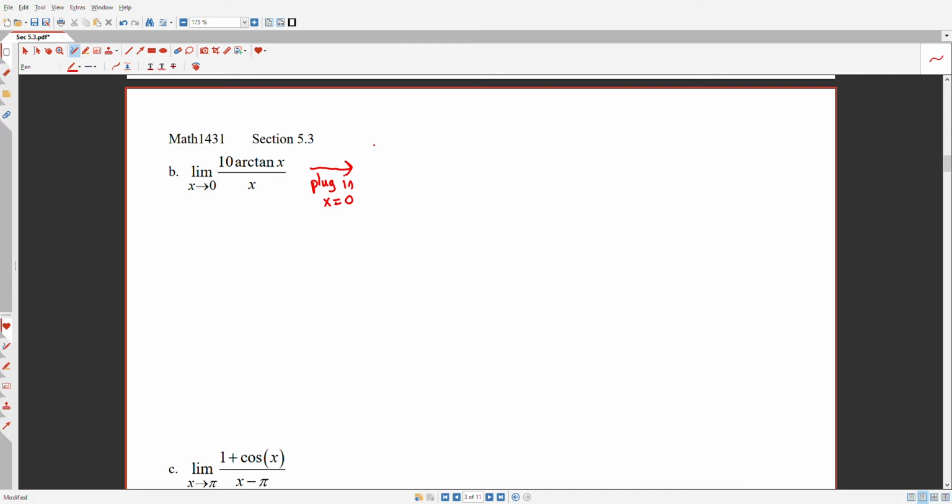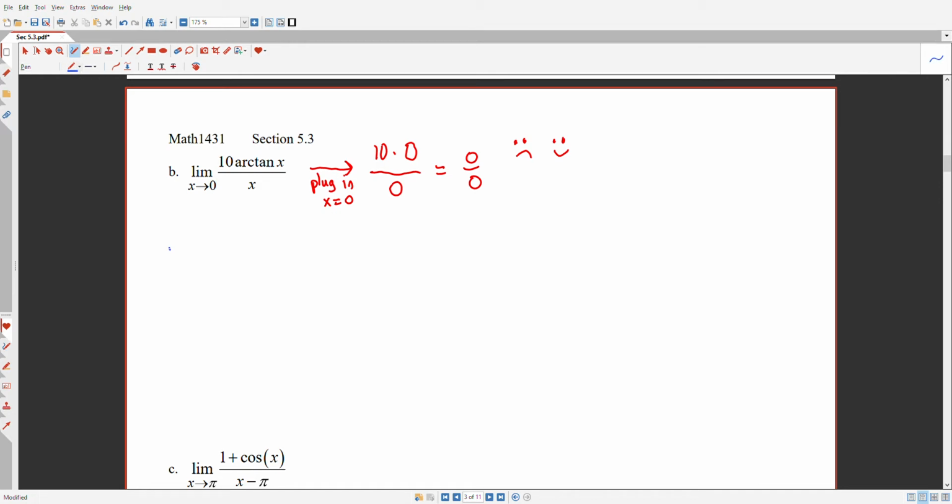And I get 10 times the arctangent of 0. And I remember the arctangent of 0 is 0, divided by 0. That's 0 over 0. That's a sad face. I don't really know what's happening. But then it turns into a happy face because I get to use L'Hopital's.